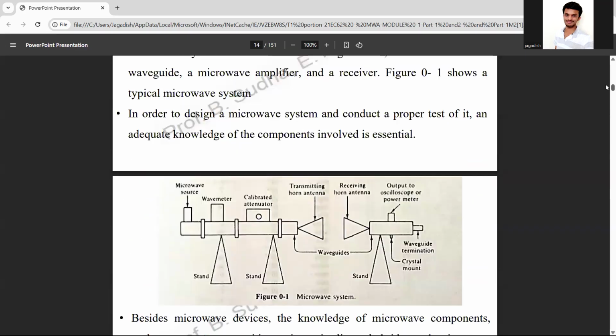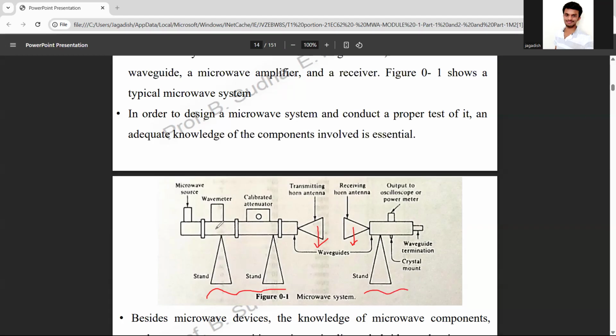Next, you have to draw the diagram for the microwave system. I told you what it consists of, so you have to draw this diagram, students. It has a transmitting antenna and a receiving antenna. The transmitting antenna is on the left side and the receiving antenna is on the right side, with two stands on the receiving side and one stand on the transmitting side.